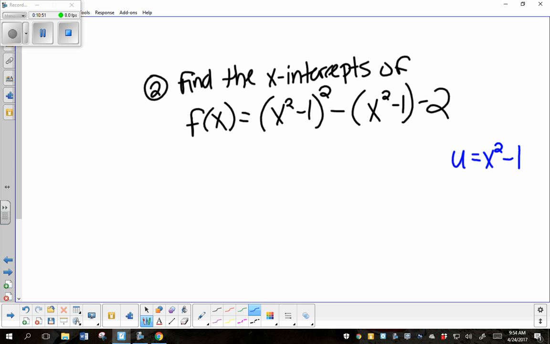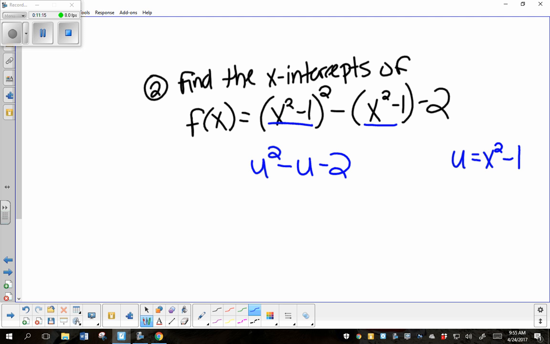So right here, this whole thing she's saying is going to be u. So this is going to be u squared. U squared. That looks good so far, right? That looks like the beginning of a quadratic. Something squared. And then what would we have? Minus u, right? This is all u, so minus u minus 2.